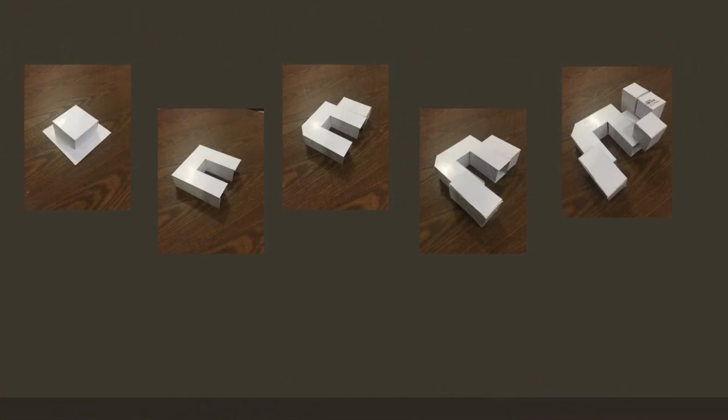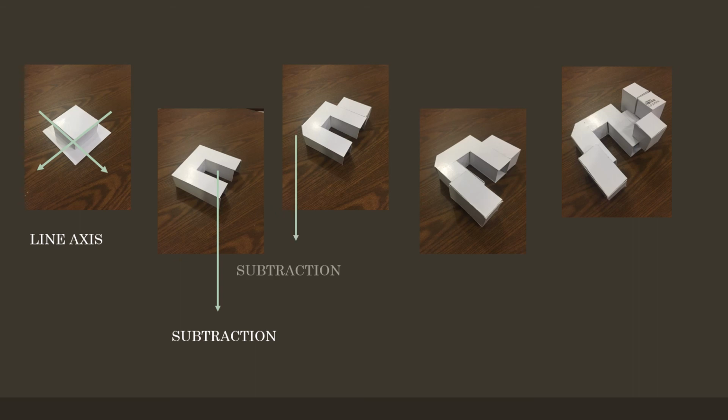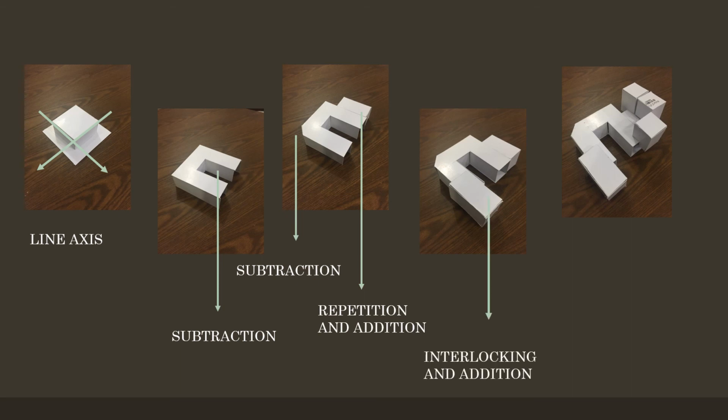So this is my conceptual model. You can see that the first one is a line. Also I have subtraction for the courtyard, and also subtraction, and then I make a repetition of boxes and addition, and I use another box for addition, interlocking, and repetition.